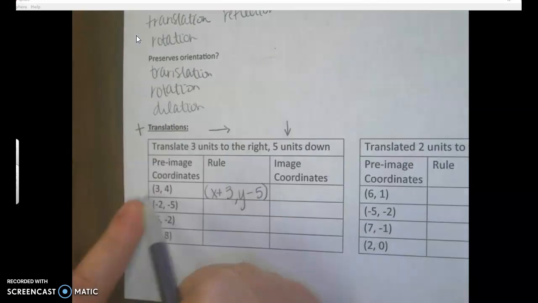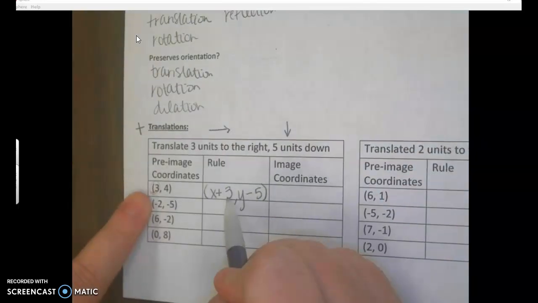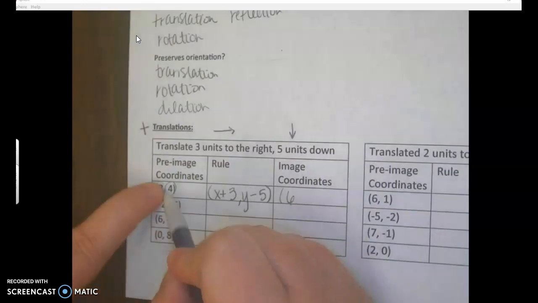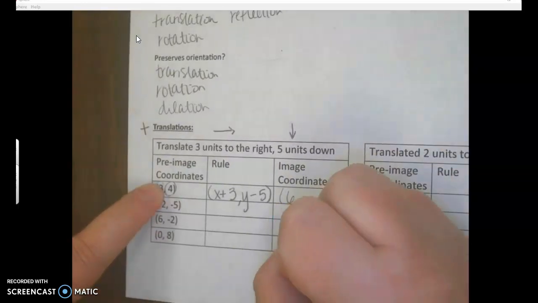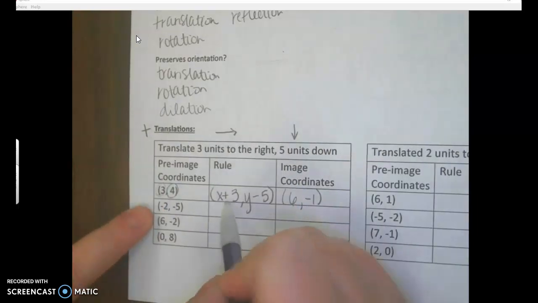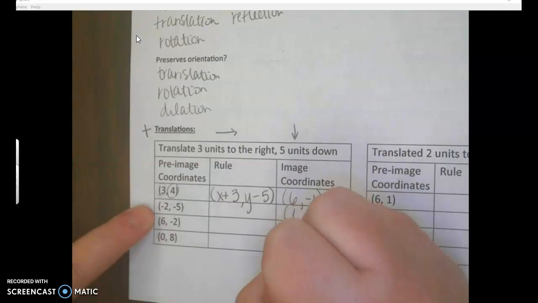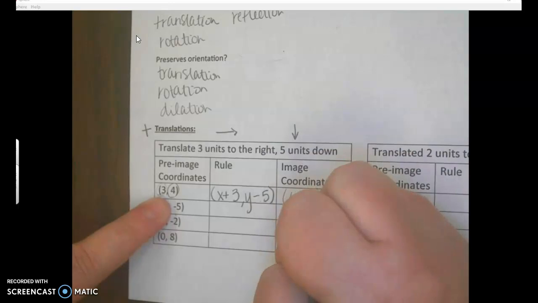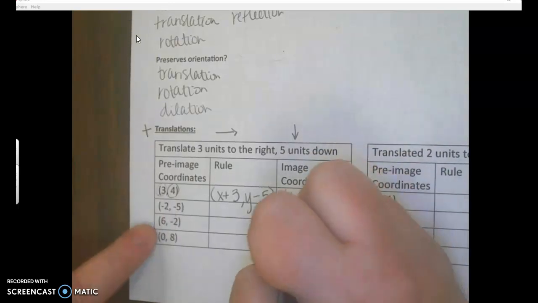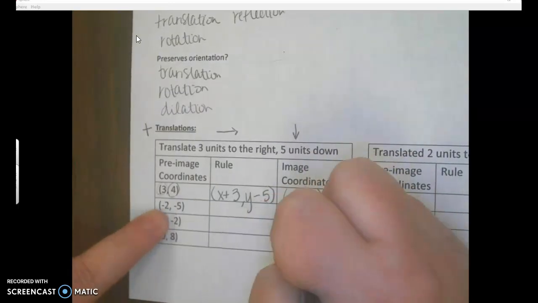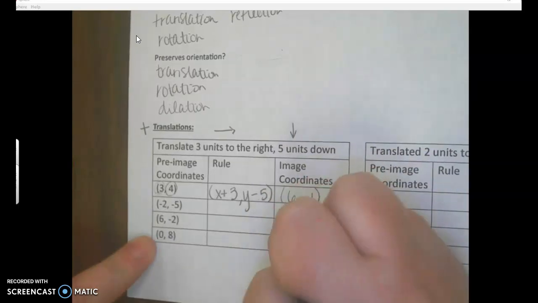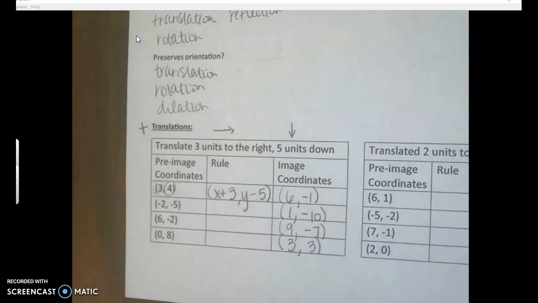So what I'm going to do is take this x-coordinate and add 3 to it. I'm going to take this y-coordinate and subtract 5 from it. I'm going to do that on repeat, add 3 to my x, take my y and subtract 5, and I'm just going to keep on doing that until I get new coordinates.